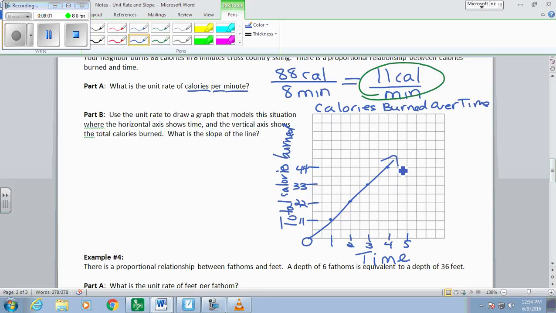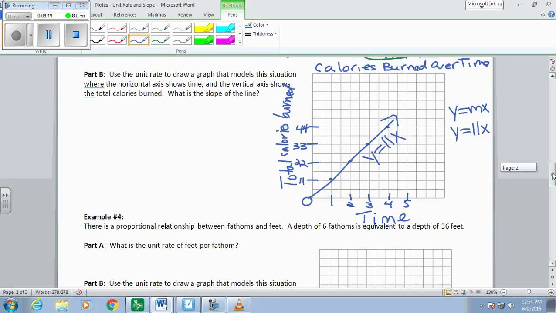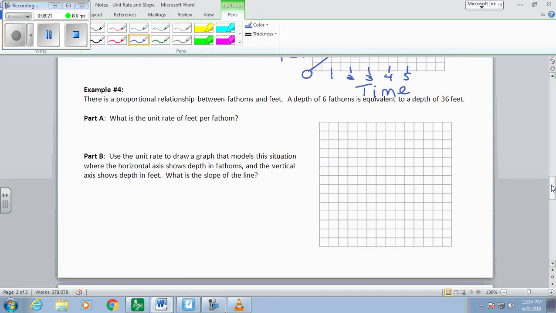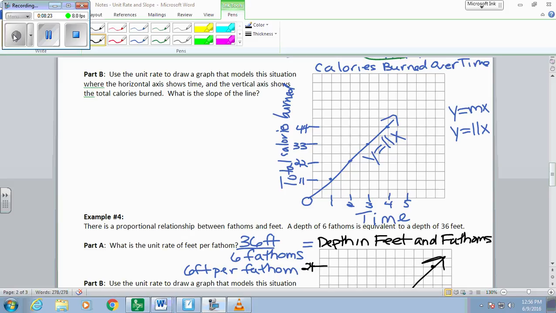To even go one step further, if we use our formula y equals mx, we know that our unit rate is 11. I can now substitute 11 in place of my unit rate, and now I can even label my graph with y equals 11x. Go on to number 4, try that one on your own. When you come back, it will be complete. And we're back. I just realized I didn't answer the final question in example 3, part B. We just need to make sure that we do actually state that the slope is 11.